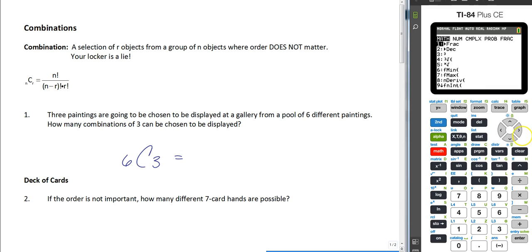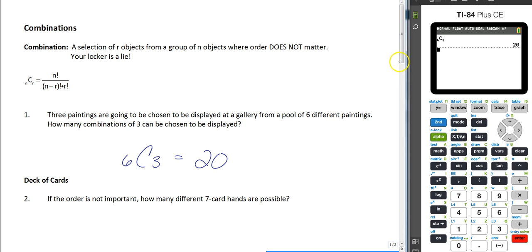So we're going to go to math, slide over to probability, and now we see that number 3 is n choose r. So we're actually going to do number 3. So we have 6 to choose from, and we're going to pick 3. And we should get 20. And we do. So we have 20 different possibilities to just select 3 paintings to be hung on a wall. Again, order doesn't matter. So that's what a combination is. The order does not matter. There's no first place, second place, third place. There's just, let's hang up 3 paintings.